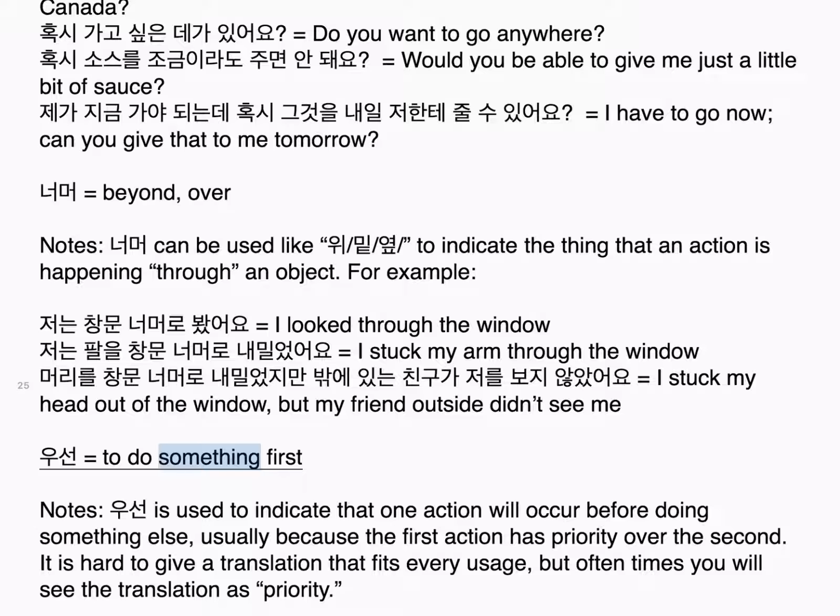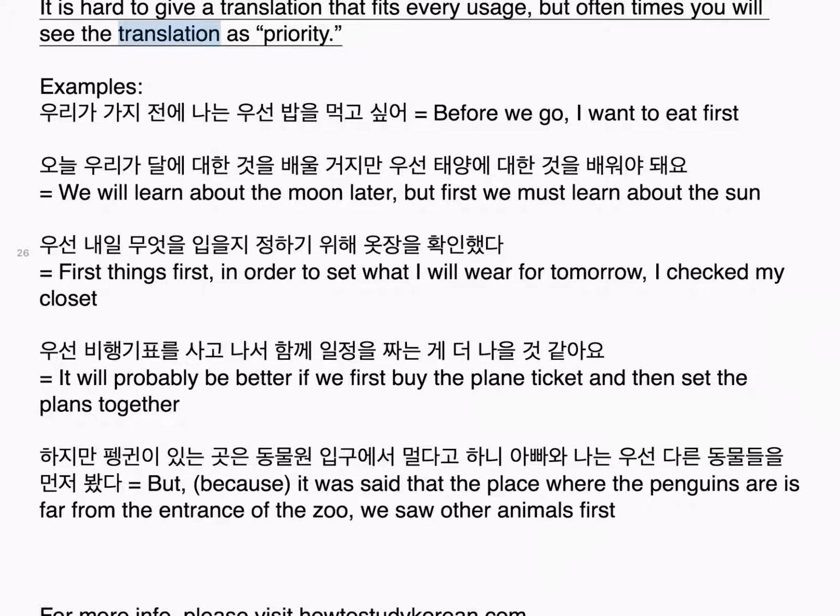우선, To do something first. Notes. 우선 is used to indicate that one action will occur before doing something else, usually because the first action has priority over the second. It is hard to give a translation that fits every usage, but oftentimes you will see the translation as priority. Examples. 우리가 가기 전에 나는 우선 밥을 먹고 싶어. Before we go, I want to eat first.